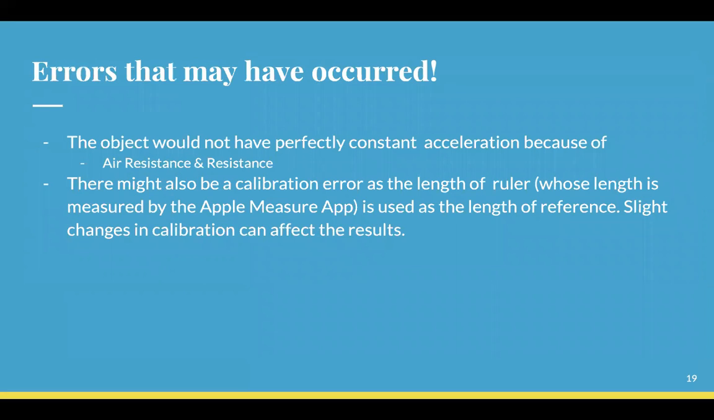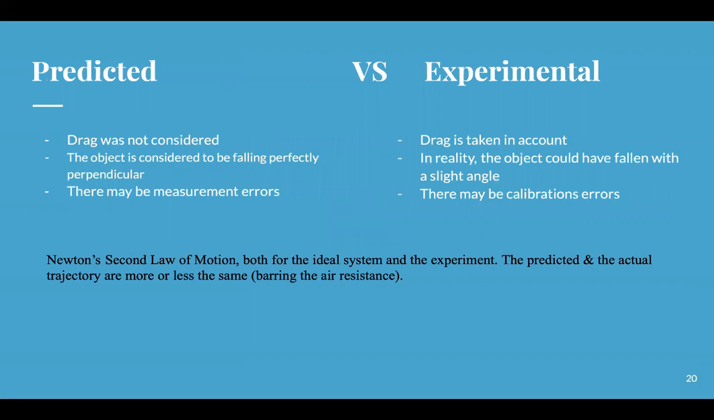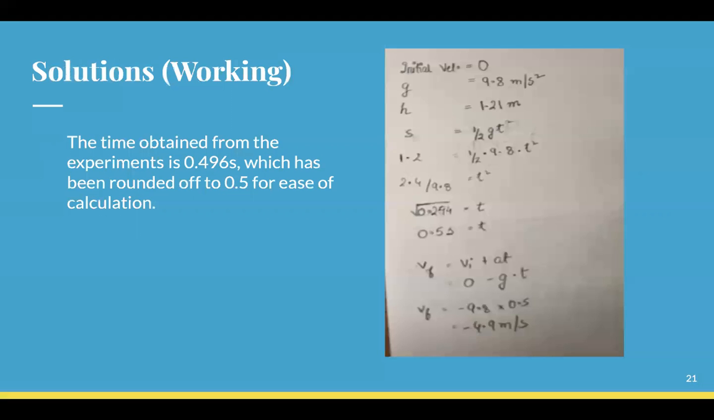Errors may have occurred, like the air resistance. There may also be a calibration error, because I used the Apple Measure app to measure the brown scale, which is used as a length of reference. What was predicted was when drag was not considered. However, in reality, drag is always there unless we are in a vacuum. In my predictions, the object falls perfectly perpendicular, but in reality, the object could have fallen at a slight angle. There may be measurement errors and calibration errors. However, as can be seen from the graphs before, we get more or less the same results.